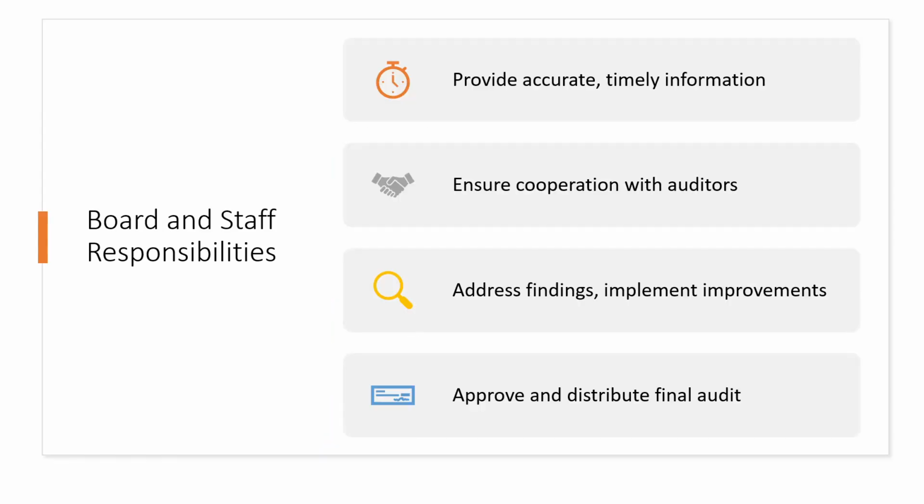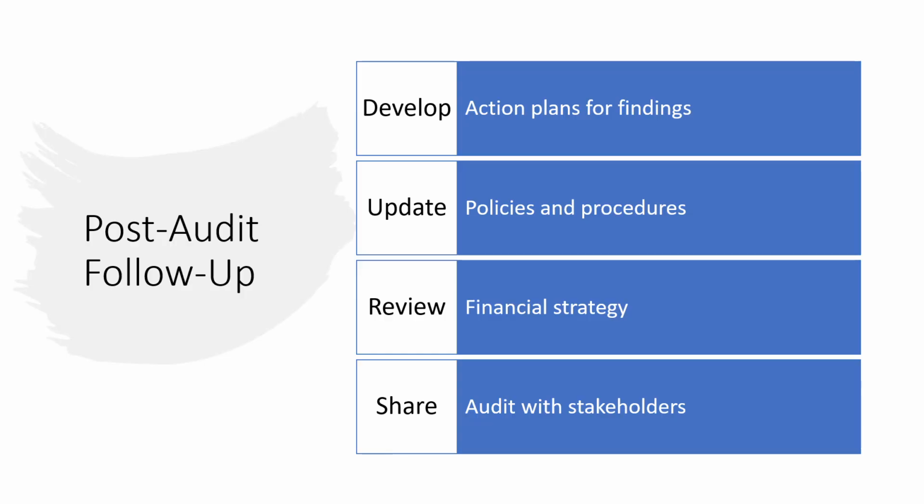Both board and staff have essential roles in providing timely, accurate information, ensuring cooperation with the auditors, and addressing findings promptly. The board will approve and distribute the final audit once complete. Once the audit is complete, review the findings and develop an action plan. Update your policies, address control gaps, and share results transparently with stakeholders to reinforce accountability.